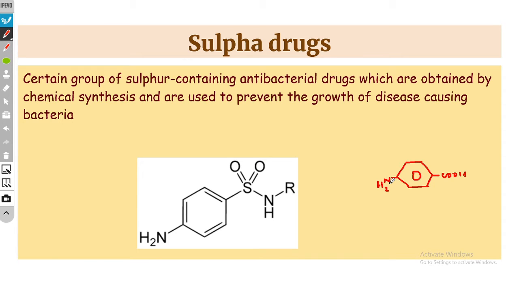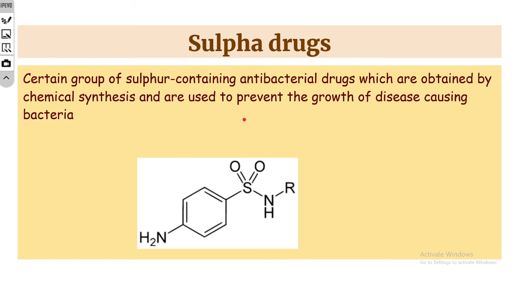Here the sulfonamide competes with the PABA. PABA is an essential precursor in the synthesis of folic acid, which is required for the synthesis of DNA and RNA in bacteria. Since the sulfur drug mimics PABA, it inhibits folic acid synthesis required for the synthesis of DNA and RNA in bacteria. So the bacteria will be destroyed.